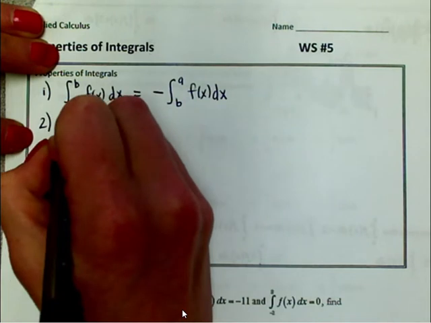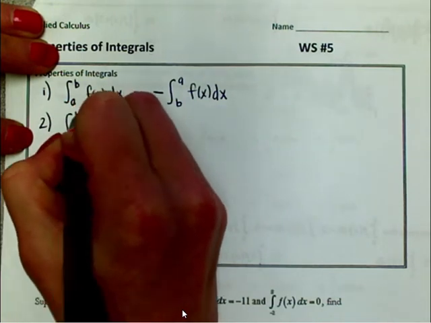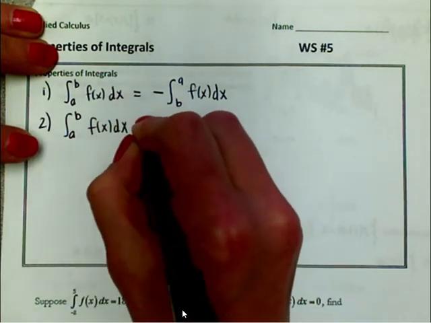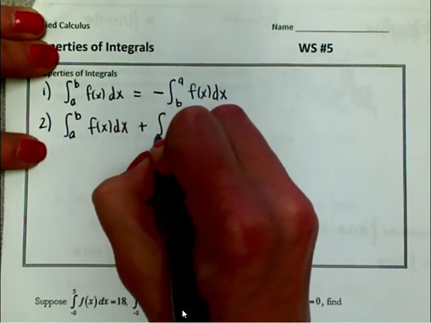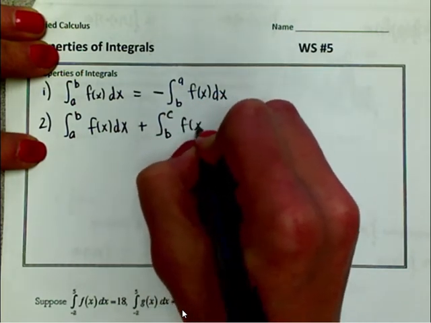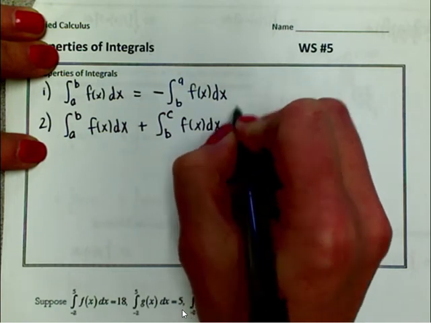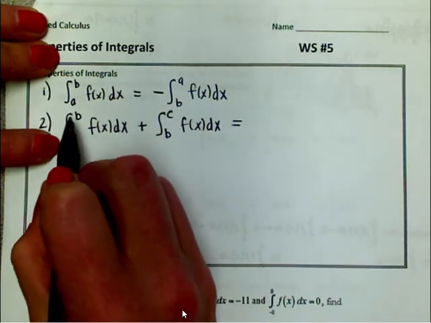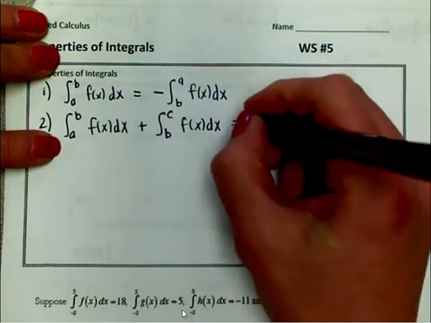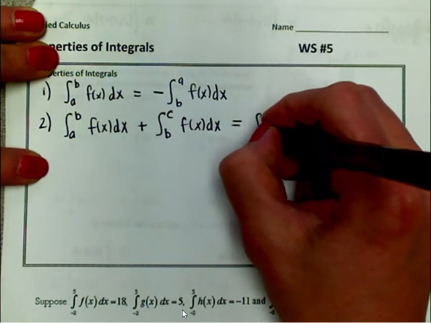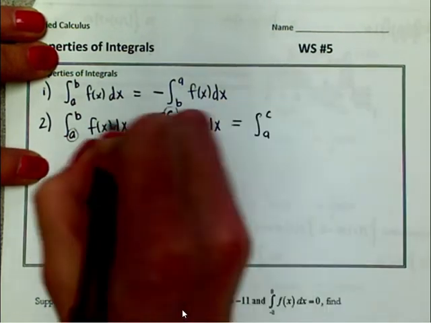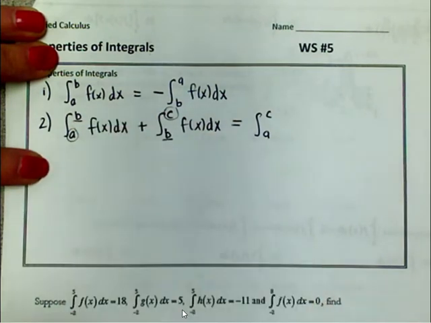Our second property, from a to b, f of x dx, plus from b to c. So if I add the area under the curve from a to b, and then add the area under the curve from b to c, the result is the area under the curve from a to c. Notice that the b is the part that's connecting them.